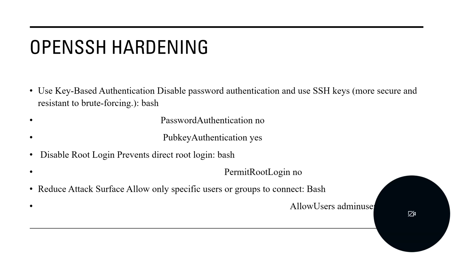Alright, so now we're going to go over some hardening recommendations. To use key-based authentication, disable password authentication and use Secure Shell keys. It's more secure and resistant to brute forcing. First you start with bash, and then you do PasswordAuthentication no, and PubkeyAuthentication yes. To disable root login, which prevents direct root login, do bash and then PermitRootLogin no. To reduce attack surface and allow only specific users to connect, you do bash and AllowUsers with the administrative user.